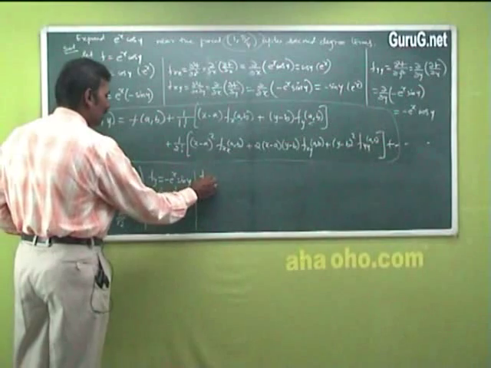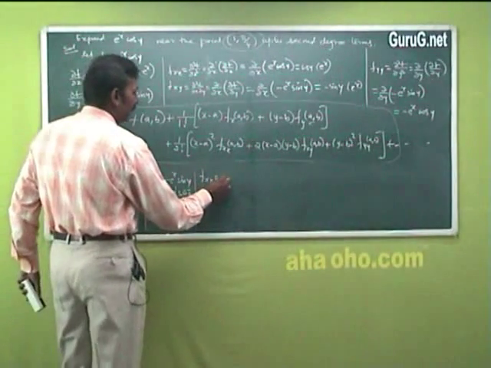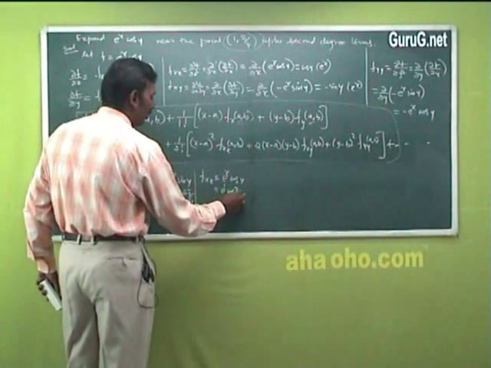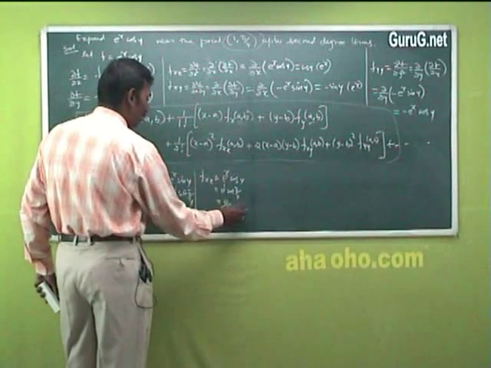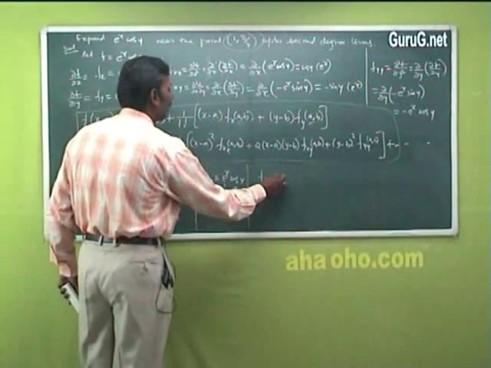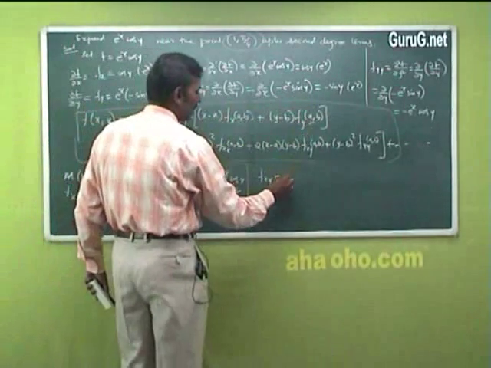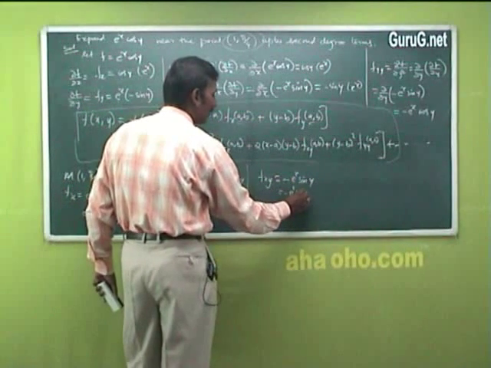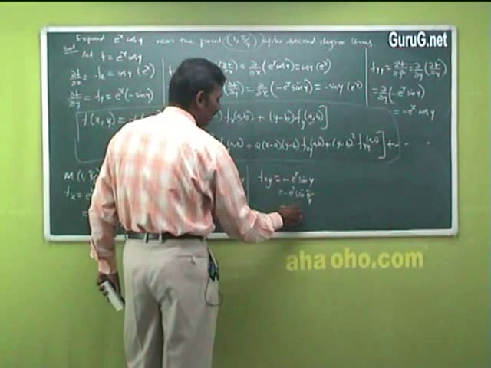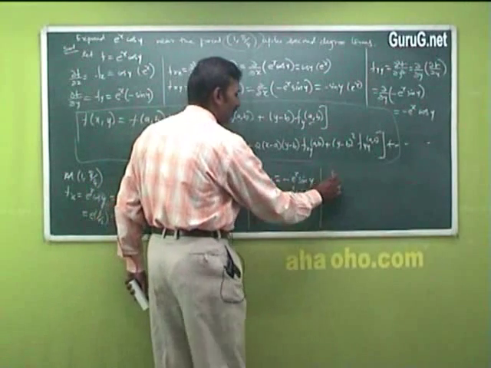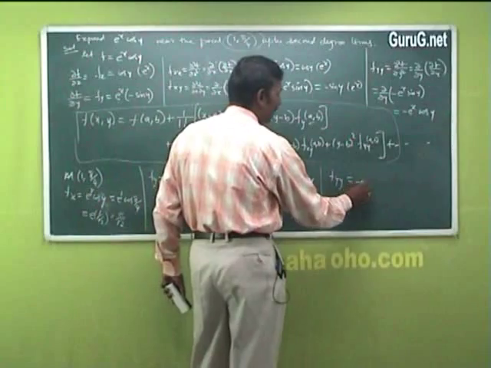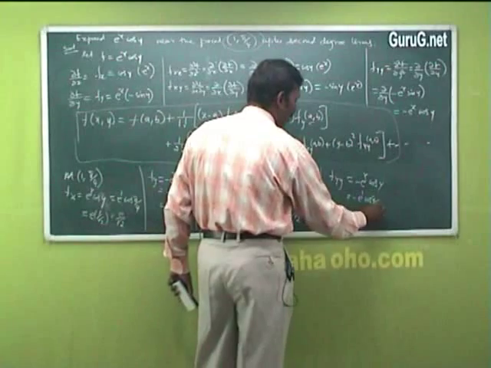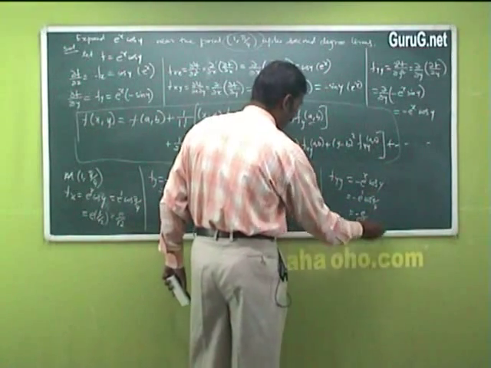Next f xx, e power x cos y. So e power 1 cos pi by 4. So it is again e by root 2. Next f xy, minus e power x sin y. Again you substitute the point, so minus e by root 2. Next f yy, minus e power x cos y. So minus e power 1 cos pi by 4. That is again minus e by root 2.